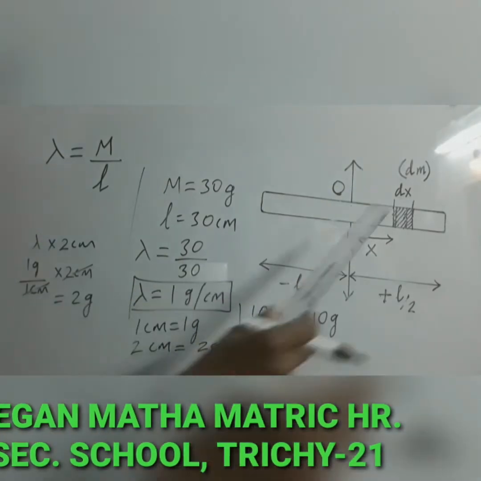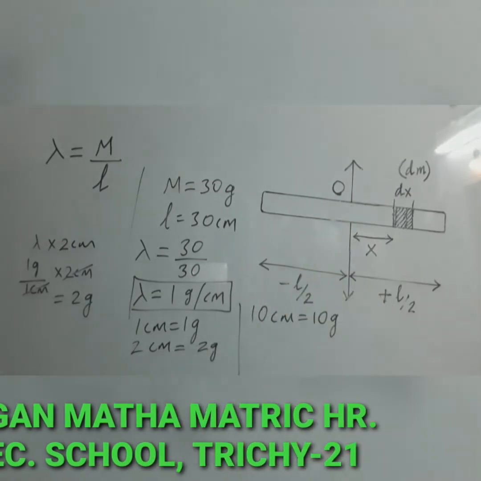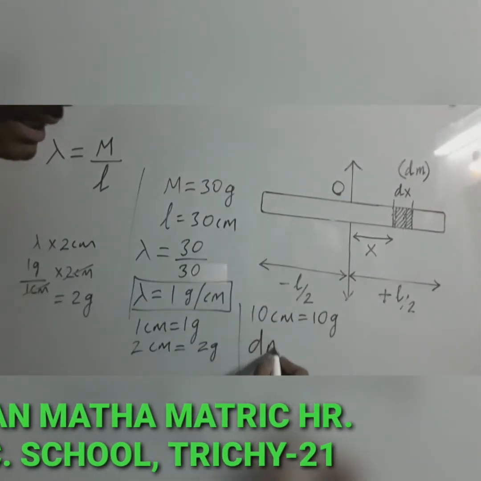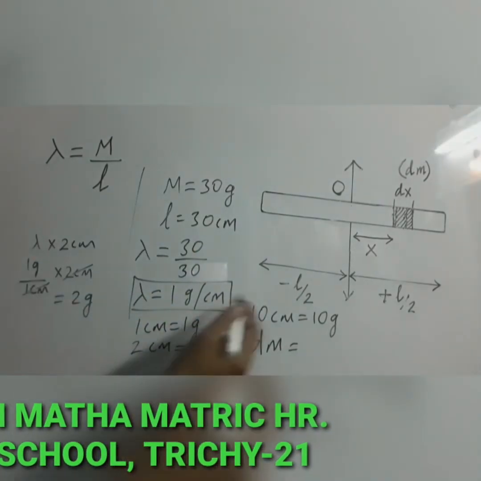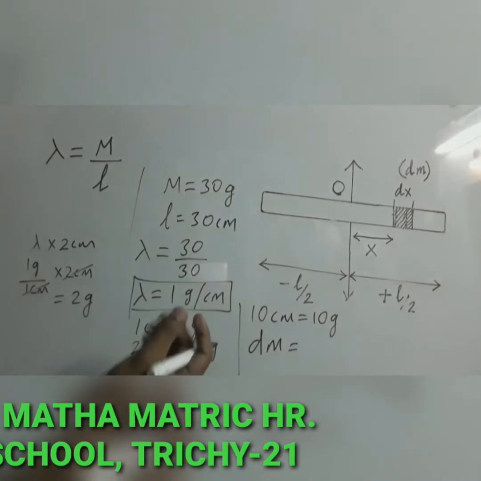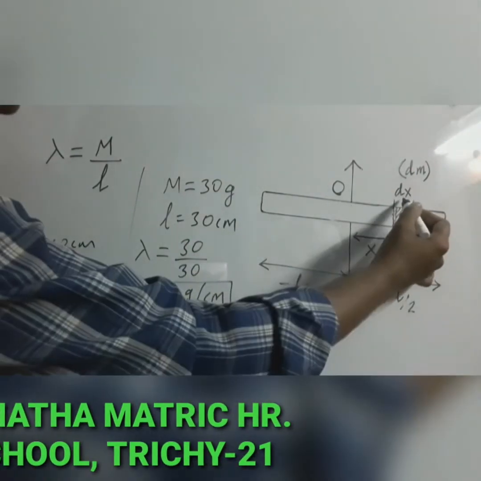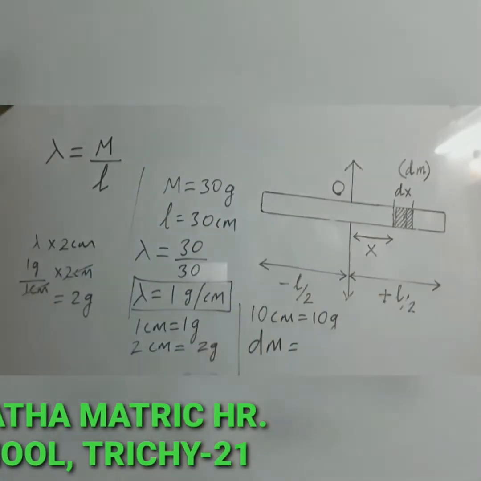So I need the mass of this small segment, which has the length ds. We have already written dm, that is, the mass of that small segment. How can we find that value? As per the numerical example, it is length into lambda. So what is the length of this small segment? dx, that has to be multiplied with lambda. Then you can find the mass of that small segment.